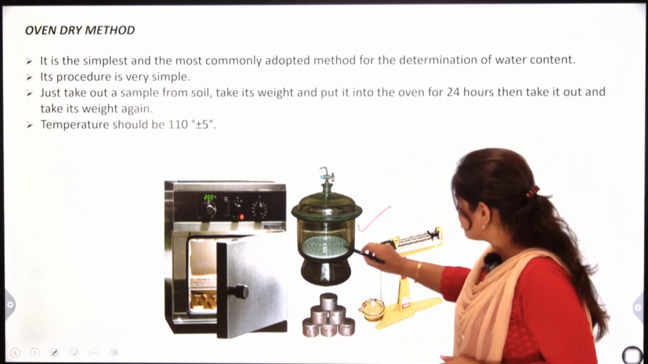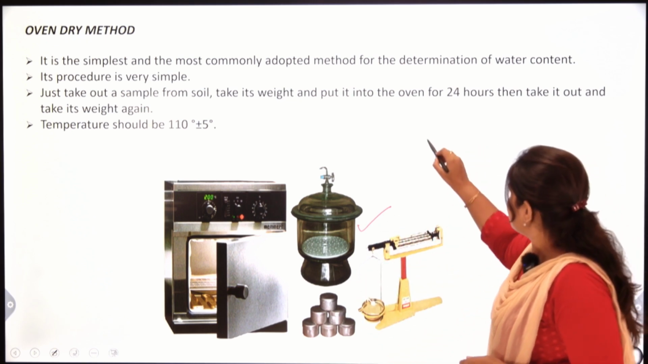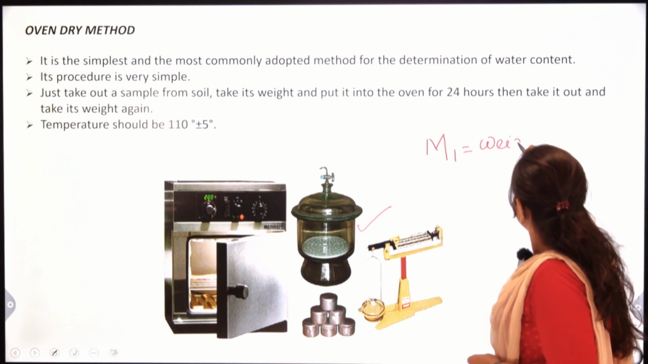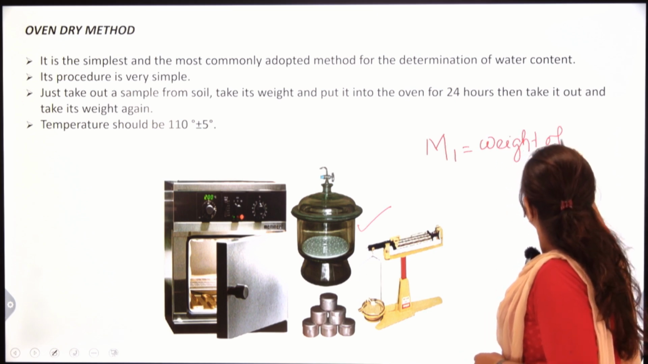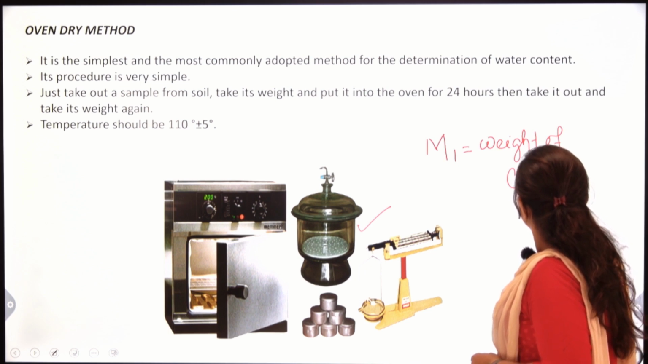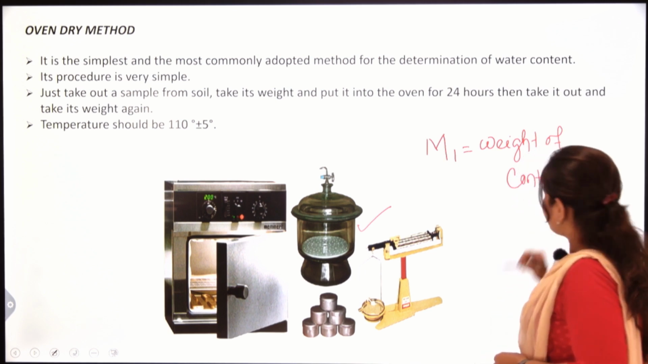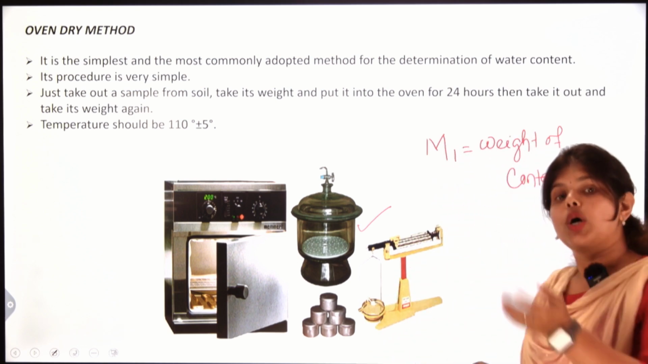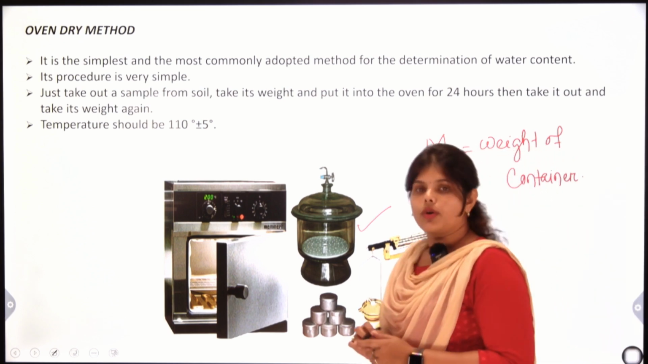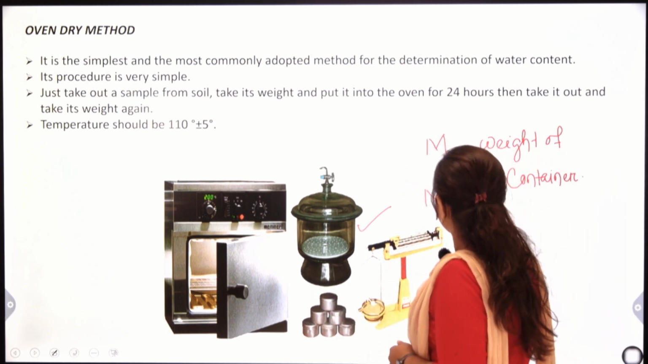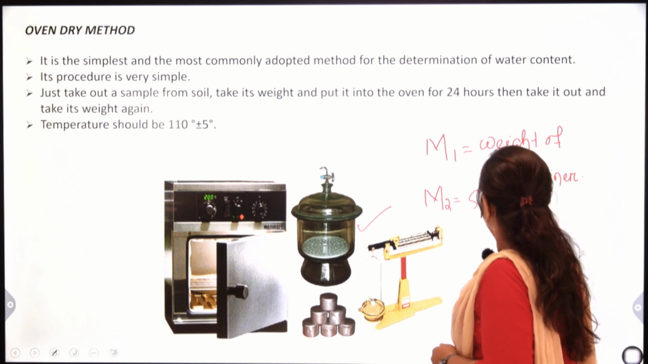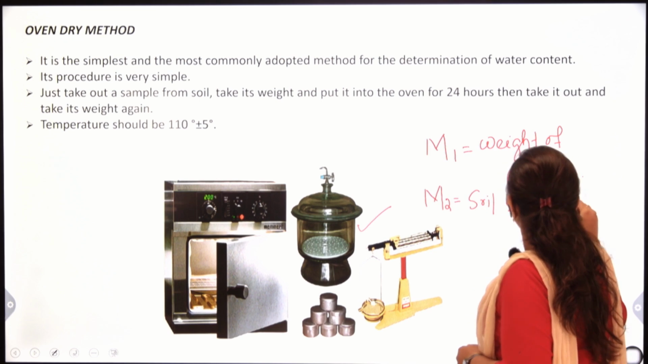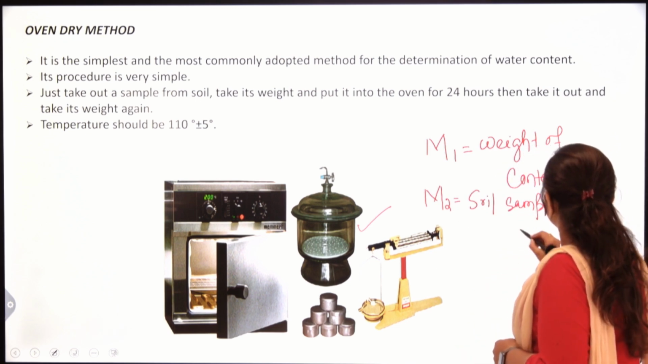Here this is your container. So we take M1 as the weight of the container. Next we take the soil sample with this container. So our M2 is the soil sample with container.